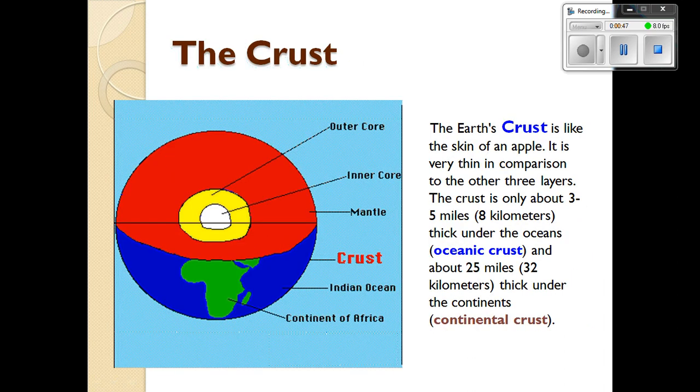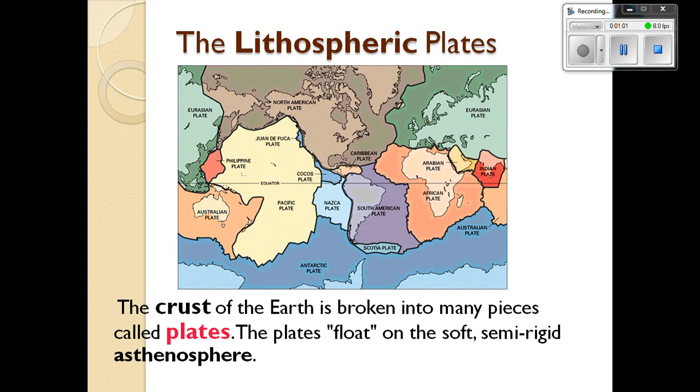So for the crust, it's like the skin of an apple. It's very thin in comparison to the other 3 layers. The crust is only about 3 to 5 miles thick under the continents. The lithosphere is where your plates and where your plate tectonics start to shift, so you need to keep that in mind. So the crust of the Earth is broken into many pieces called plates.